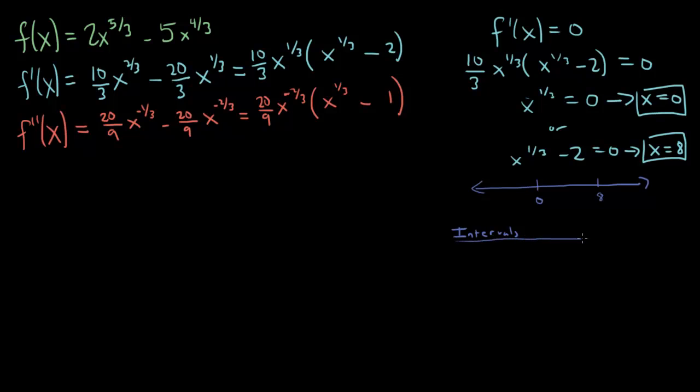So let's see here. Going to be 3 of them. We have -infinity to 0. We then have 0 to 8. Oh, I guess a sideways infinity is about like an 8. And then we have from 8 to infinity. Okay? Now let's pick test points.